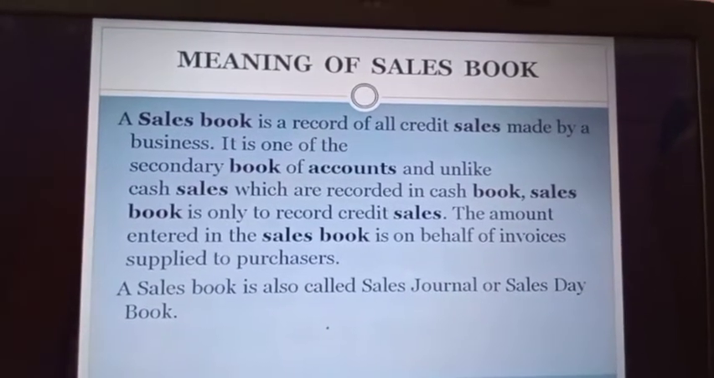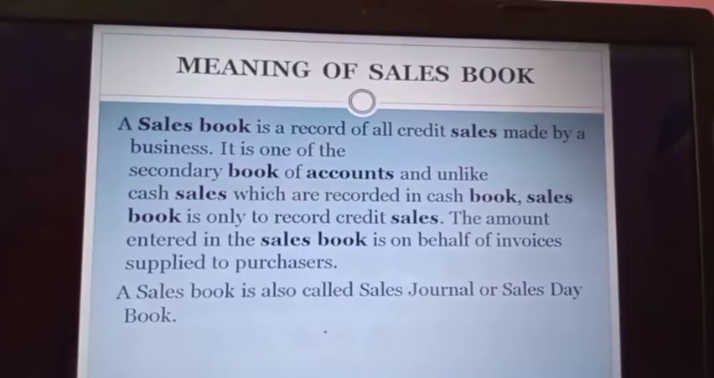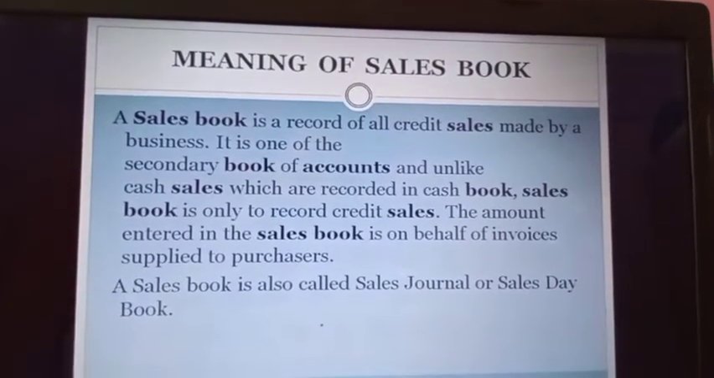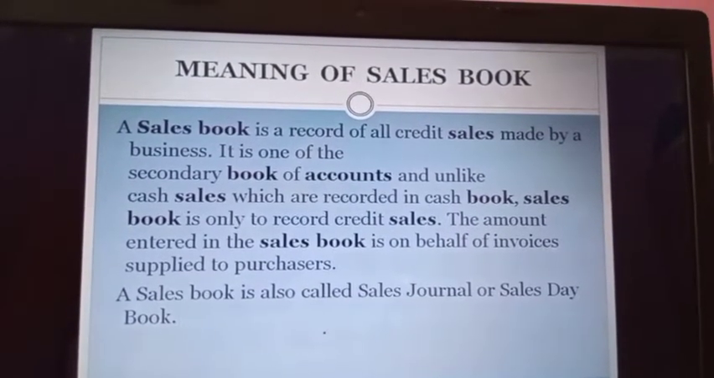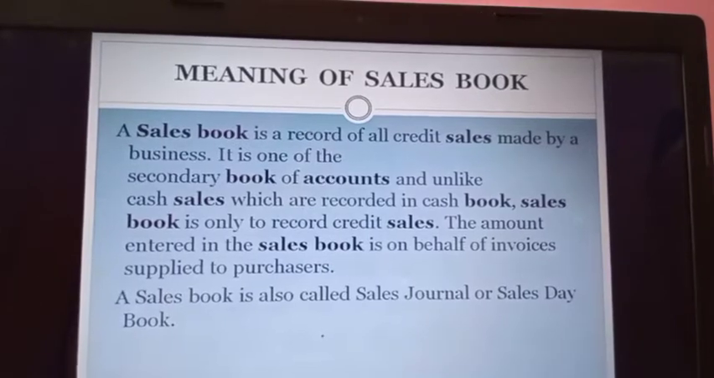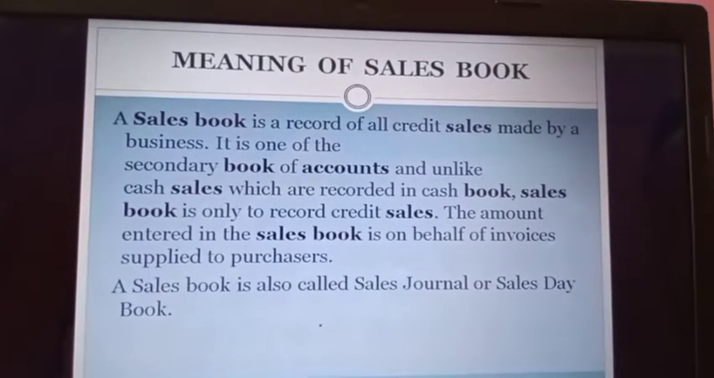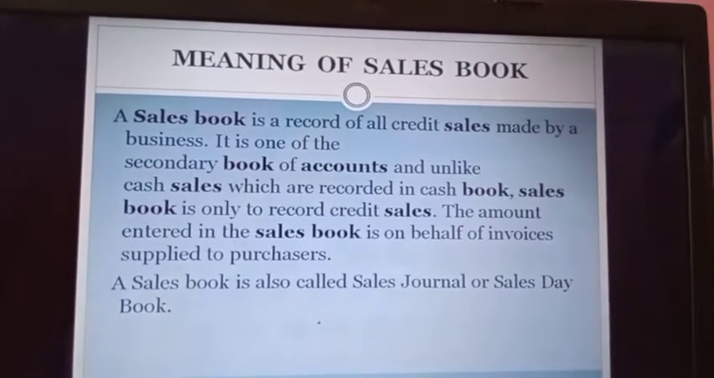It is a classification or an extension of the journal where we record the credit sales as well as the cash sales. So the credit sales are then transferred to the sales book, right? Now sales book is also known as sales journal or sales day book.